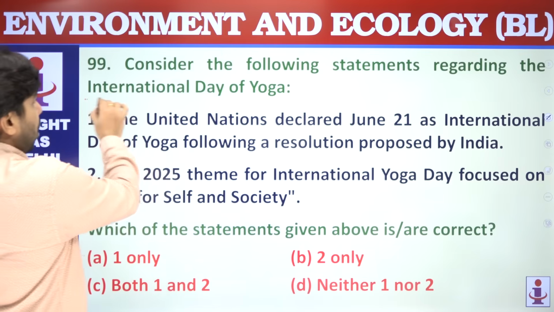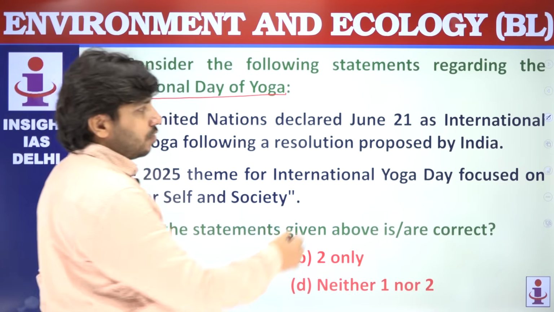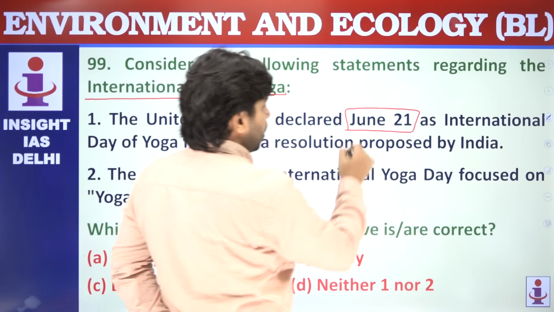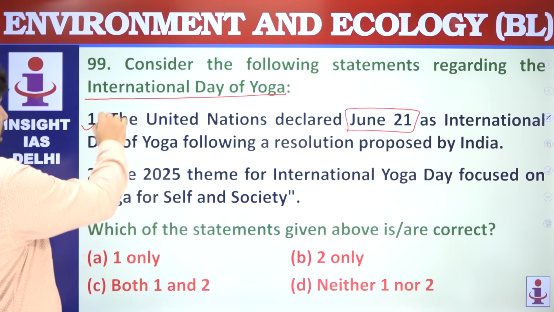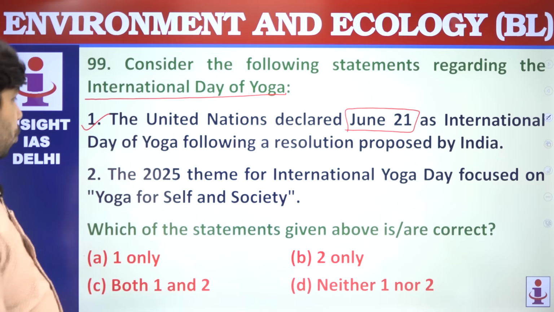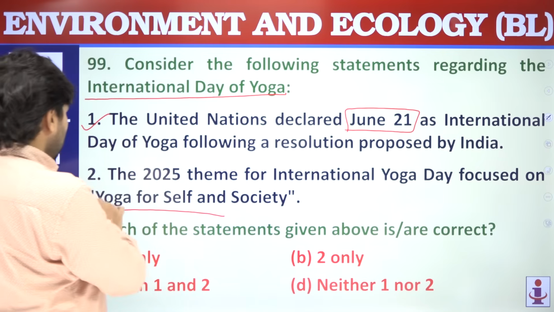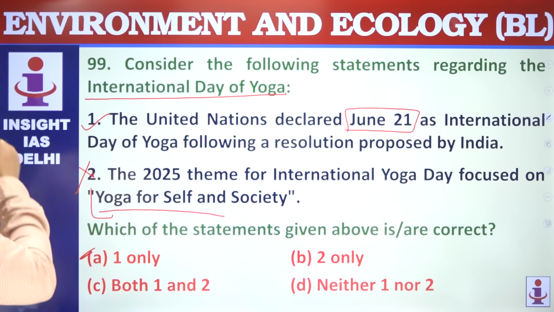International Day of Yoga. United Nations declared June 21 is celebrated as International Day of Yoga. Resolution was proposed by India. Yes, correct. The 2025 theme focused on yoga for self and society. No, this is not correct. This was not the theme of 2025 International Yoga Day. Only 1 is the correct answer.